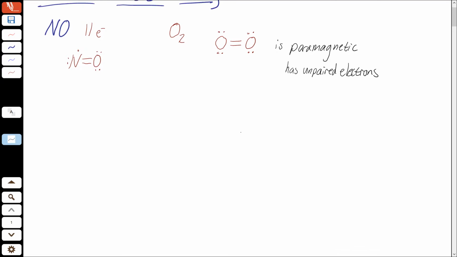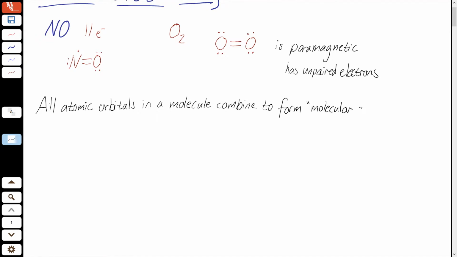So we need a new theory. So the new theory is called molecular orbital theory. And the basic idea is that all the atomic orbitals in a molecule are going to combine to form what we call molecular orbitals. So then electrons will occupy these molecular orbitals.